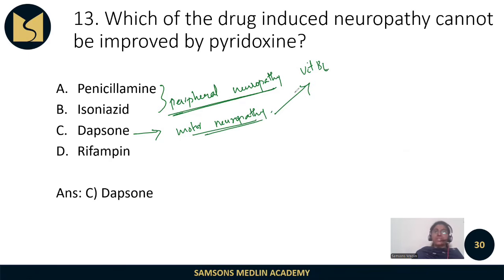If the patient is showing severe reactions of motor neuropathic symptoms, then we have to stop the drug. Stopping the drug is the only effective step at that time. Supplementation of vitamin B6 is not effective there. So the answer for this question, which drug-induced neuropathy cannot be improved by pyridoxine, is option C, dapsone.